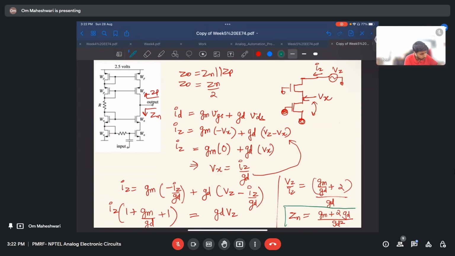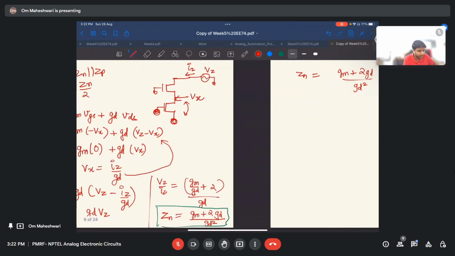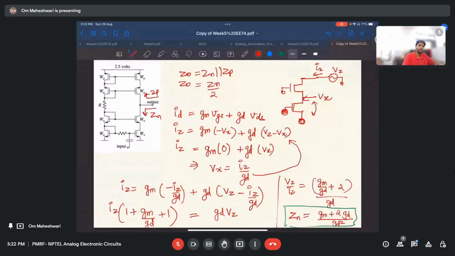So this Z is Zn. Now Zn was gm plus 2 gd divided by gd square. Is there any doubt till here?